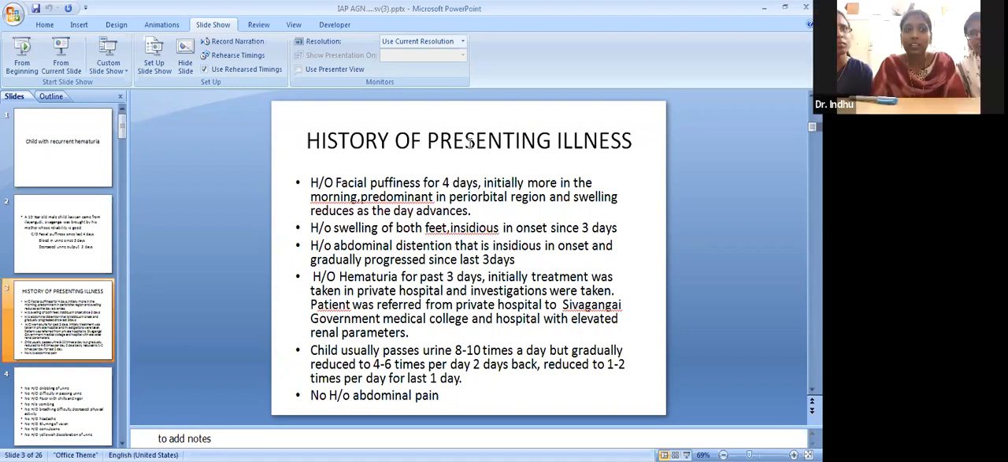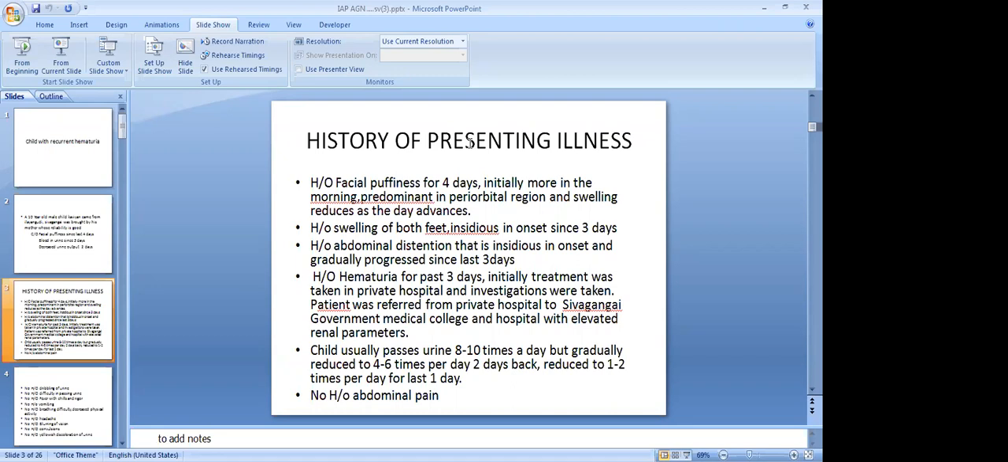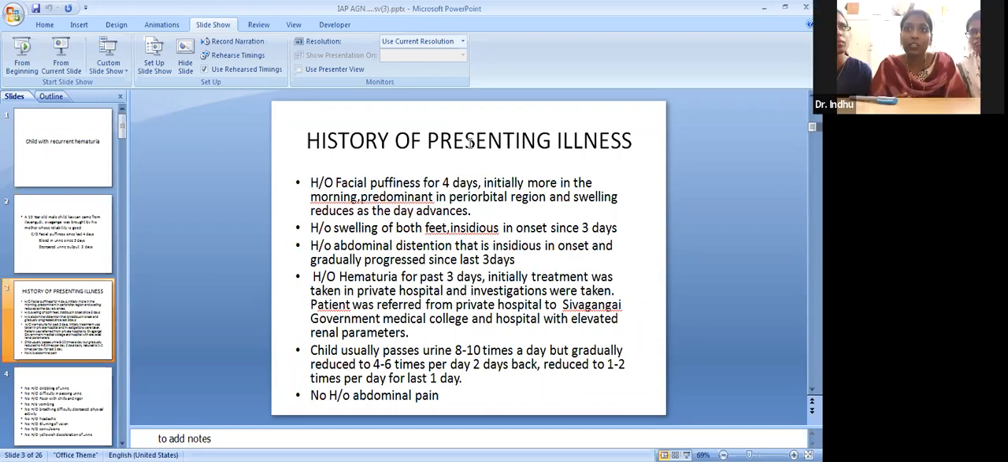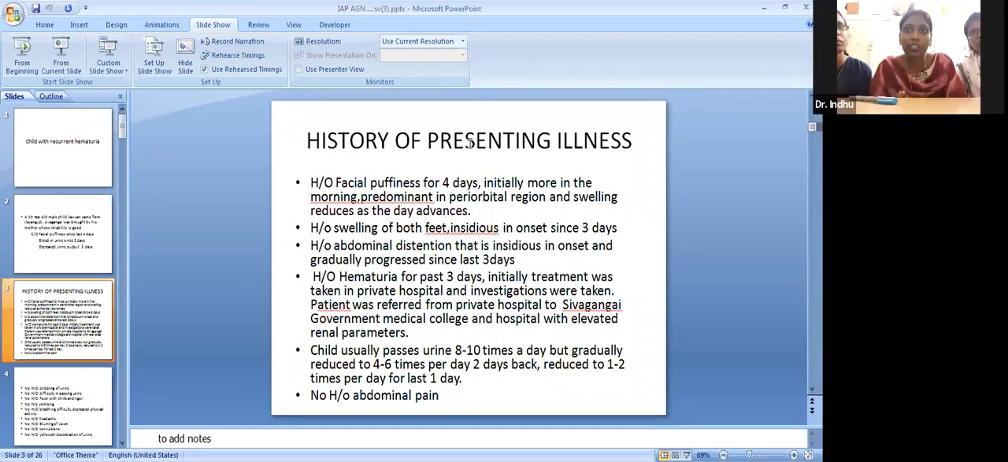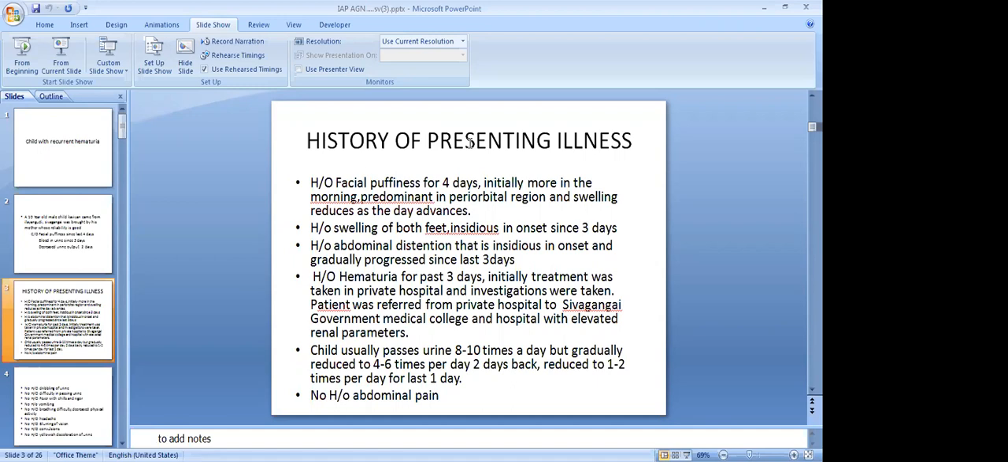Okay, sir. What other history will you ask from this only? Apart from this, any other change in the urine which you will want to specifically ask the mother? Pain during micturition. Specific to the urine, I'm asking. One is you ask about the color, then you ask if there is any pain. Frequency of micturition.